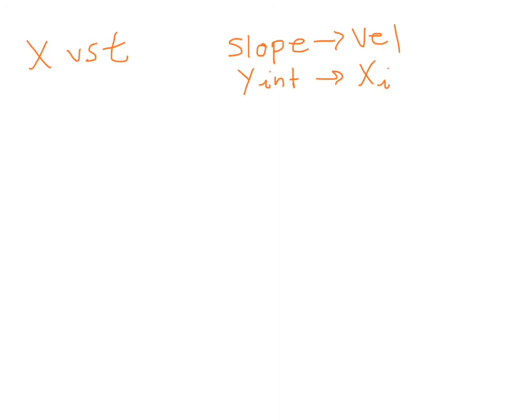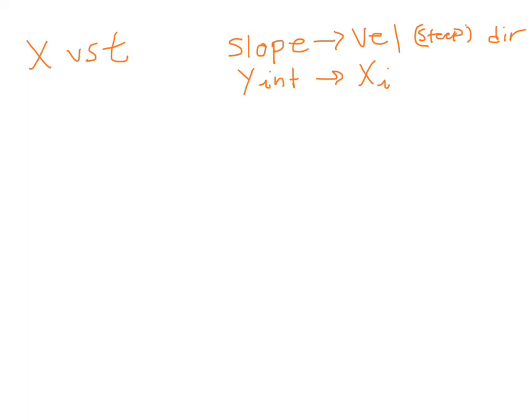Okay, so those are parts of an x versus t graph that you can look at to help you get information. And we also need to remember that the slope of the velocity versus time graph tells you not only the value of the velocity, or at least qualitatively gives you a value of the velocity based on how steep it is, but it can also give you information about the direction that the object is moving.